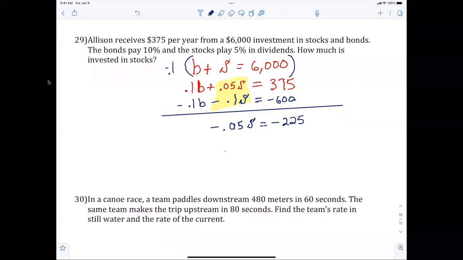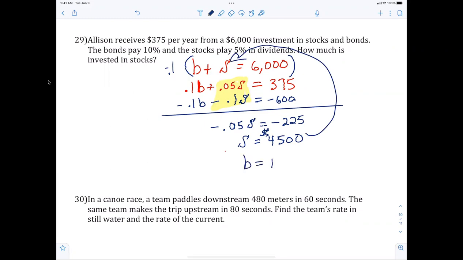And so now dividing, S equals $4,500. So we're going to invest $4,500 into stocks. And now that I know S is 4,500, then the amount of bonds would be $1,500 invested in your bonds. Invested in stocks. You're right. Thank you. So I don't even need that other part.